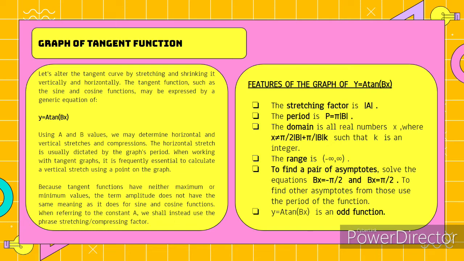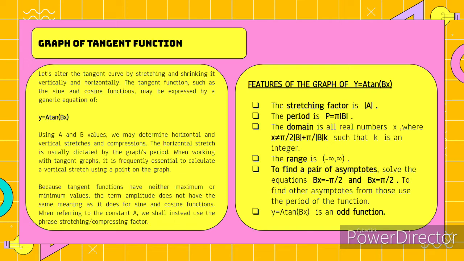The tangent functions, such as the sine and cosine functions, may be expressed via generic equations of y = a tan(bx). Using a and b values, we may determine horizontal and vertical stretches and compressions. The horizontal stretch is usually dictated by the graph's period. When working with tangent graphs, it is frequently essential to calculate the vertical stretch using a point on the graph.